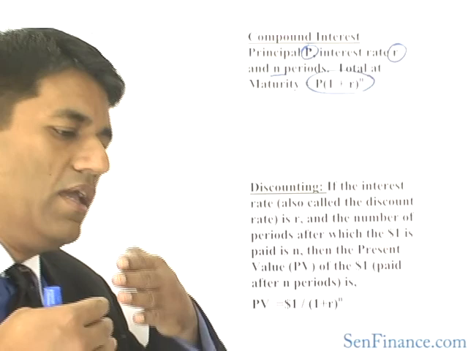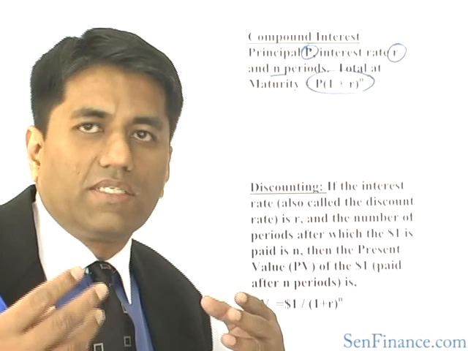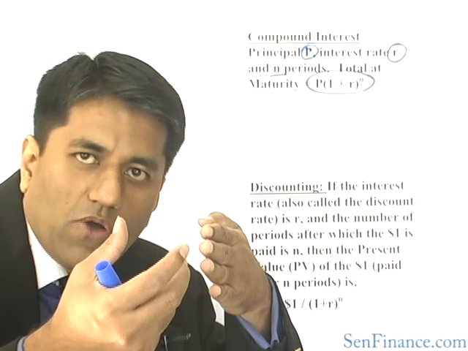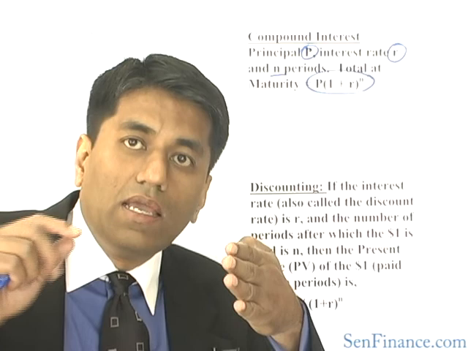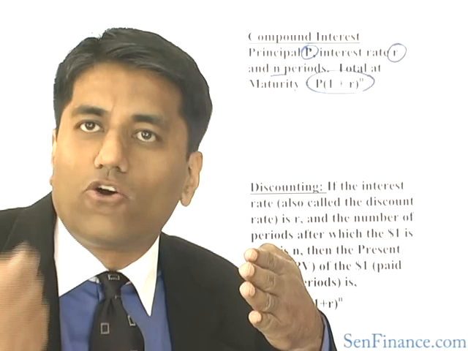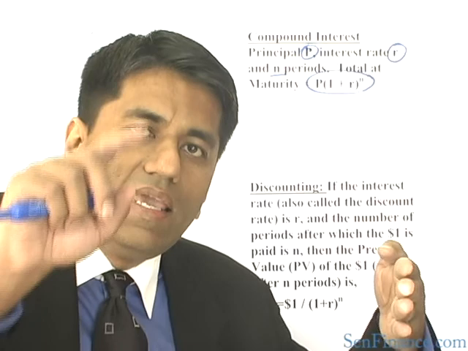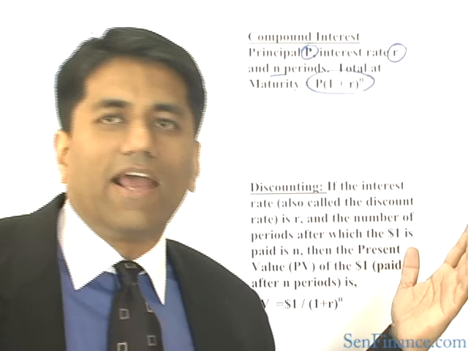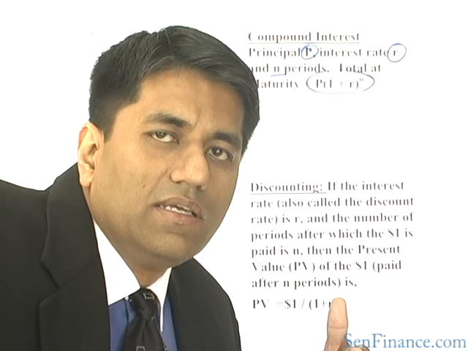And in the first period, when you move forward, the P becomes P into 1 plus R. So you start with P, you move forward by a period, and now you have P into 1 plus R. Now this P into 1 plus R becomes the starting point for the next period. And in the next period again, it is going to grow by 1 plus R. So at the end of the second period, you're going to have P into 1 plus R into 1 plus R. And after N periods, you're going to have P into 1 plus R N times, or P into 1 plus R raised to the power N.